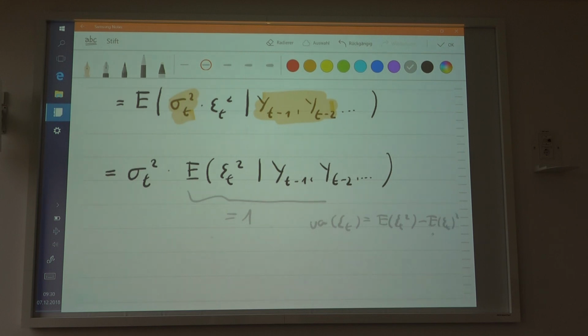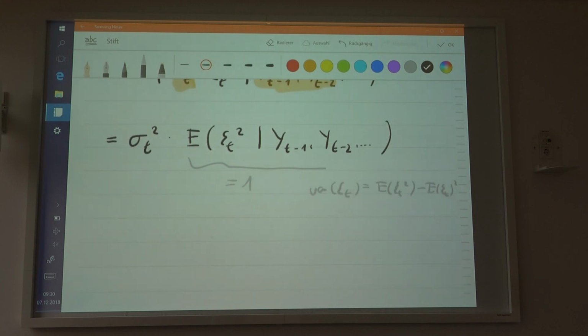Okay, and of course the expectation of the noise is equal to 0, so that's why the variance of the noise must be equal to the expectation of the square. And the expectation of the square is equal to 1 because the variance of the noise is equal to 1, so by definition. So basically, that's going to be it.